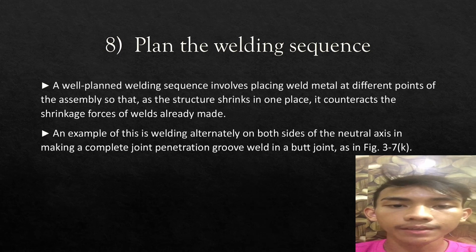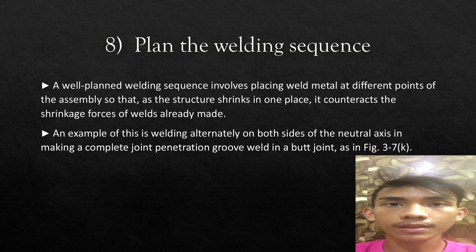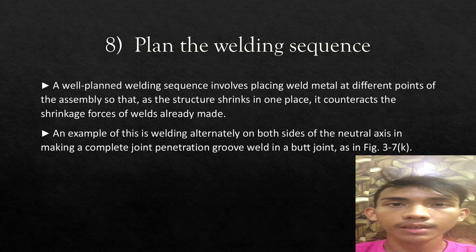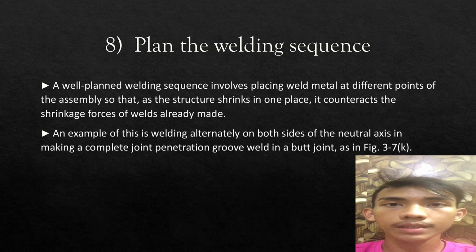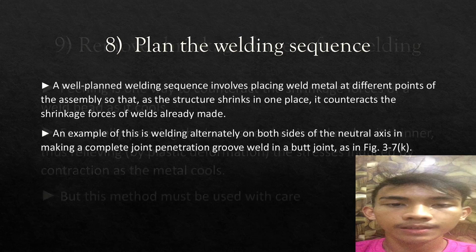Number 8 is plan the welding sequence. A well-planned welding sequence involves placing weld metal at different points of the assembly so that, as the structure shrinks in one place, it counteracts the shrinkage forces of weld already made. An example is welding alternately on both sides of the neutral axis in making a complete joint penetration groove weld in a butt joint, as in figure 3-7k.